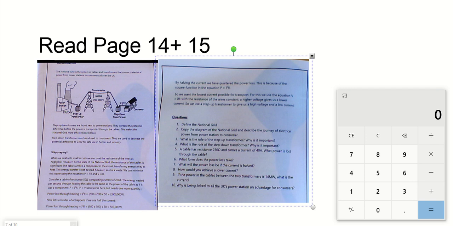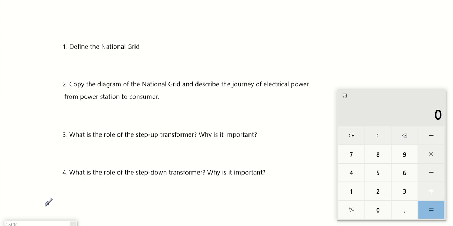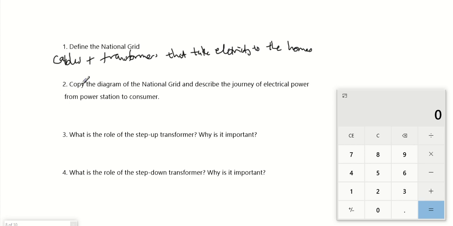Okay, so you've paused your video there, and now we're going to carry on and do our questions. If you've done the questions, which you should have done, we're going to now go over the answers. So to define the national grid: this is the cables and transformers that take electricity to the homes and factories.